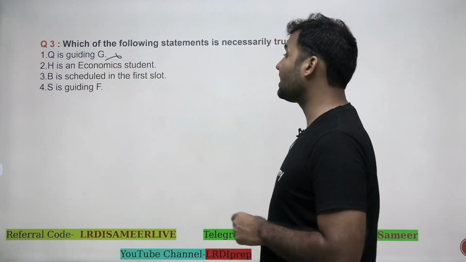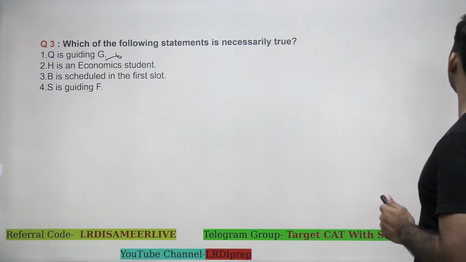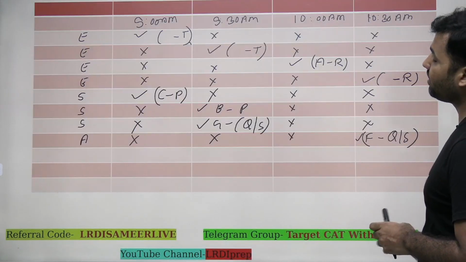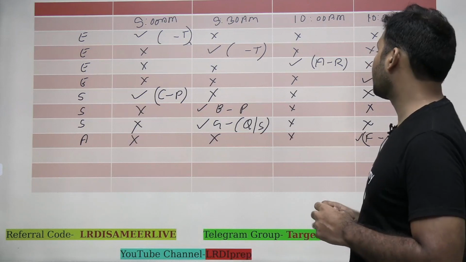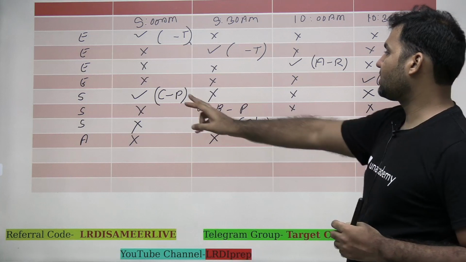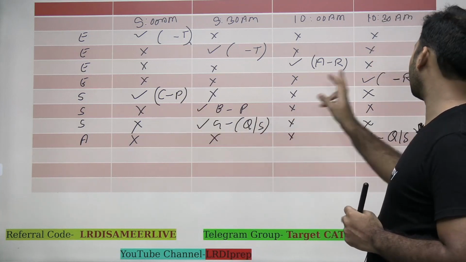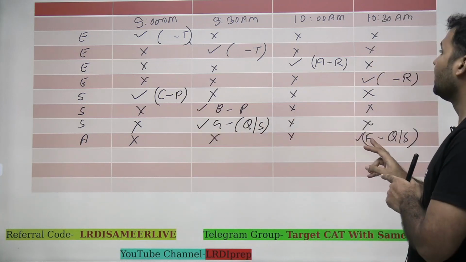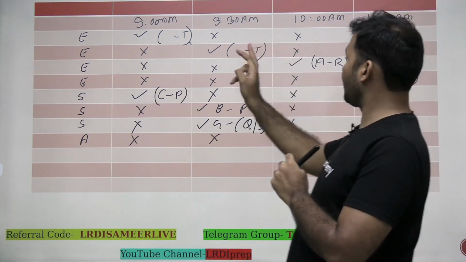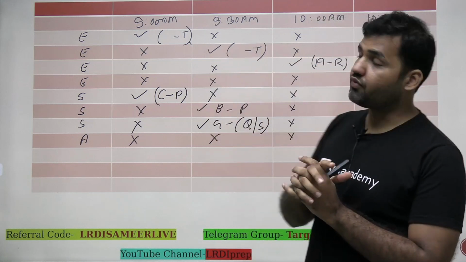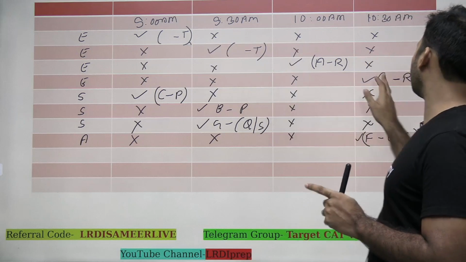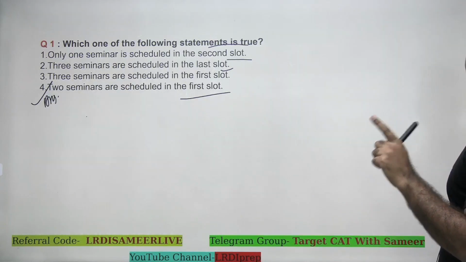So this will be eliminated. H is an economic student. Yes, we are left with, out of all the people, we are supposed to tell whether H is an economic student or not. You see that H cannot come over here, right? So we have only 3 spaces left for H. H can come over here, or here, or here. So wherever H is coming, H is definitely an economic student because all 3 spaces left are economic slots.